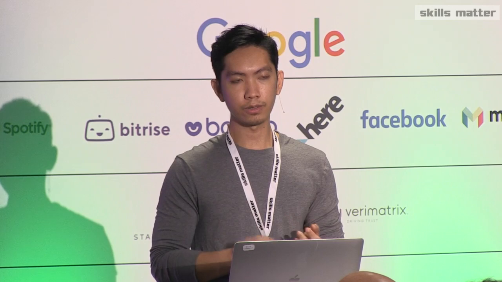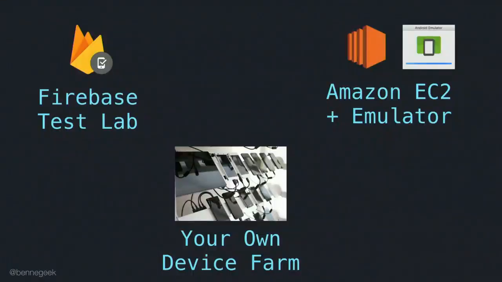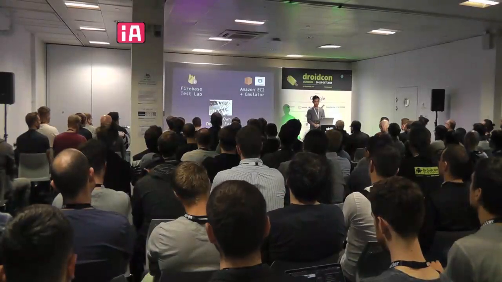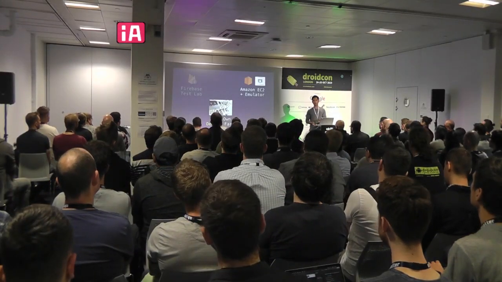So probably one of the questions that you have in mind now, if you're doing UI benchmarking, is how do you run it in CI? You have a few options. One is to use Firebase Test Lab. One is to use Amazon EC2 plus the emulator. One is your own device farm. So the easiest things to set up here, if you can set it up, is the 2, which is the emulator and your own device farm.